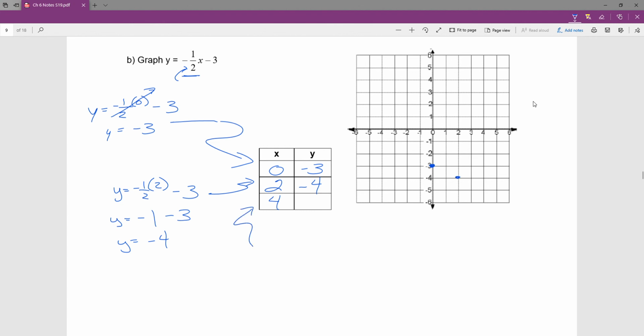Like I said, 2 points should be enough, but I'm going to do a third one as kind of backup here. So I'd have -1/2 and 4 as my x value that I've chosen. Doing the fraction math, I'd have negative 4 over 2 or a negative 2 and that minus 3, and I get that y equals negative 5. And so putting that on the graph at 4 and negative 5, I should end up with these 3 points in a nice straight line.